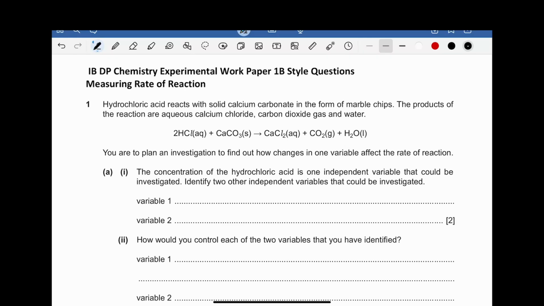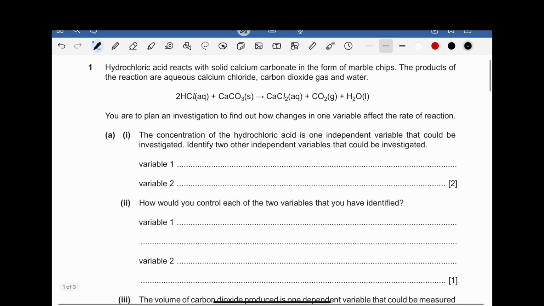Measuring the rate of reaction. 1. Hydrochloric acid reacts with solid calcium carbonate in the form of marble chips. The products of the reactions are aqueous calcium chloride, carbon dioxide gas, and water. You are to plan an investigation to find out how changes in one variable affects the rate of reaction.